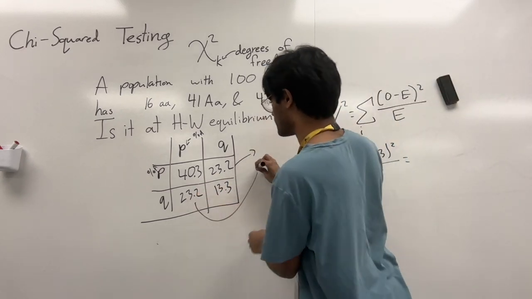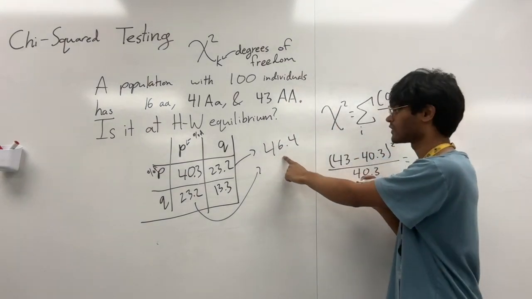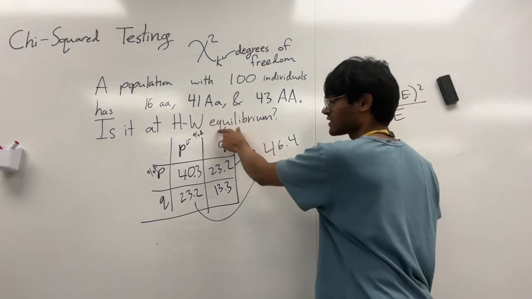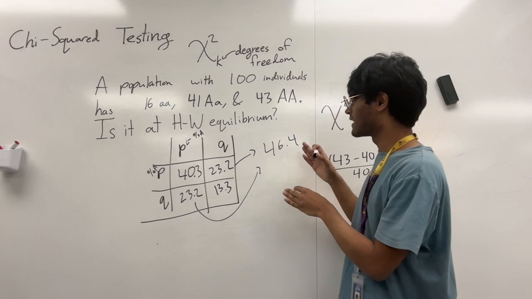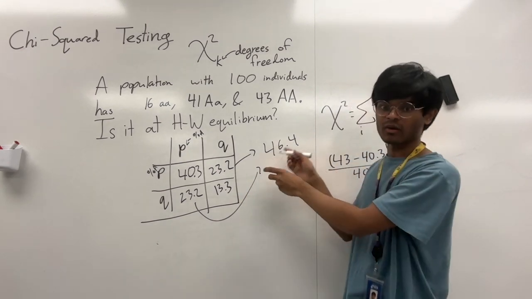In total, we would have expected 46.4 heterozygous individuals. That decimal's okay. It makes it more accurate to what Hardy-Weinberg equilibrium would predict. Even though it's not quite an actual whole number amount, it's good. In fact, it's more accurate than what it would be if we would round it.